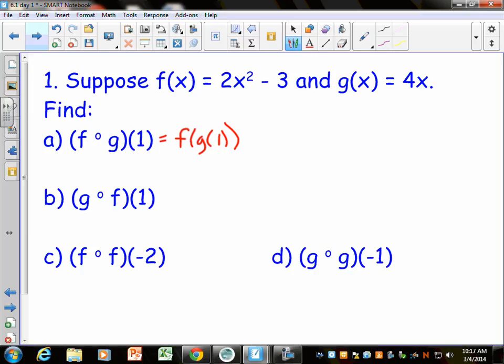Can you figure out what g of 1 is? I'm going to show a lot of work on this, and I know you won't, but that's okay. G of 1, what does that mean to do? For g of x, plug in 1. So that's the same as 4 times 1, or that's the same as saying f of 4. Then what do you do? Now do f of 4, which means for the f function, plug 4 in there, and that would be 2 times 4 squared minus 3, which would be what? 16 times 2 is 32, minus 3 is 29.